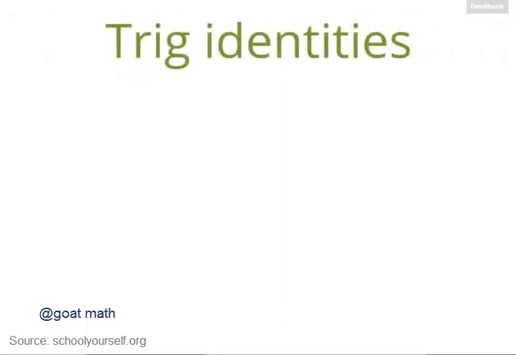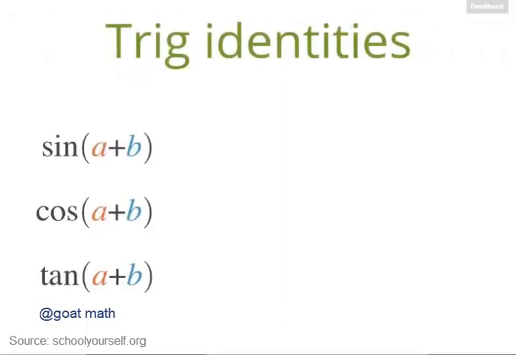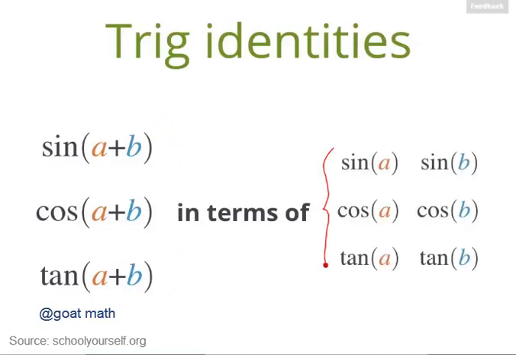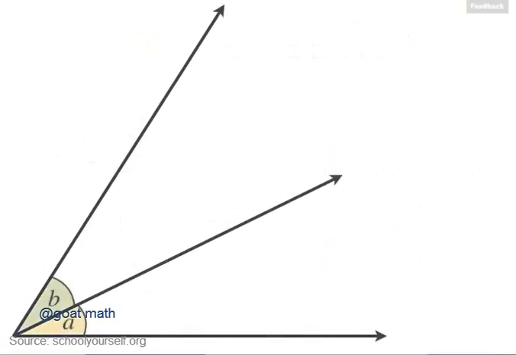Let's see if we can find some trig identities for the sine, cosine, and tangent of the sum of two angles, which we'll call A and B. So we want to write the sine, cosine, and tangent of A plus B in terms of these expressions over here. Let's get started. Suppose these are our two angles, A and B.